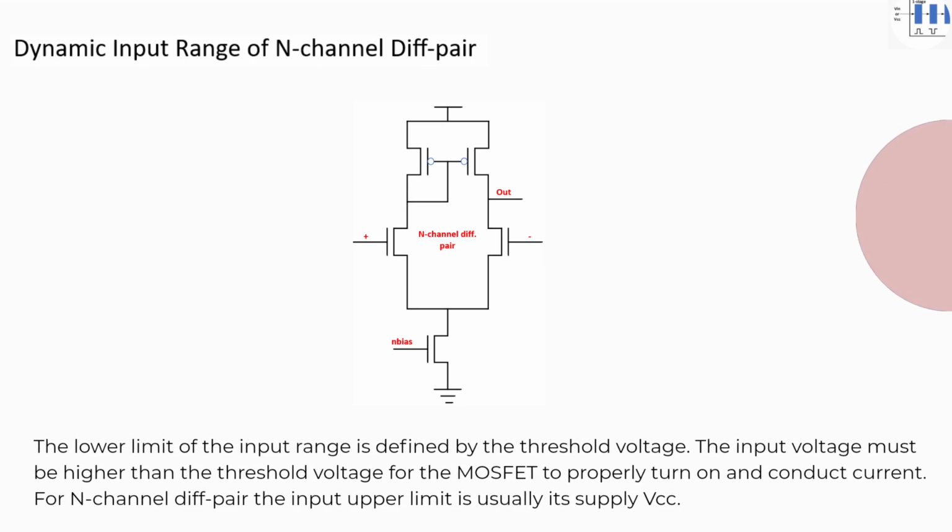The lower limit of the input range is defined by the threshold voltage. The input voltage must be higher than the threshold voltage for the MOSFET to properly turn on and conduct current. For N-channel diff pair, the input upper limit is usually its supply VCC.